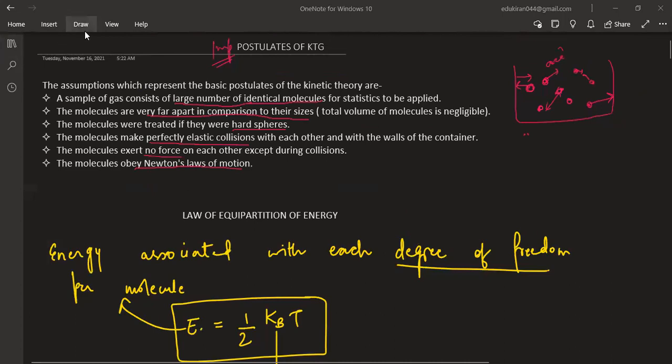Now you have certain postulates of KTG. This you have to remember. All those things that I have marked with red, you just have to note down that portion only. Just remember, a large number of identical molecules are present. All of them are in random motion.